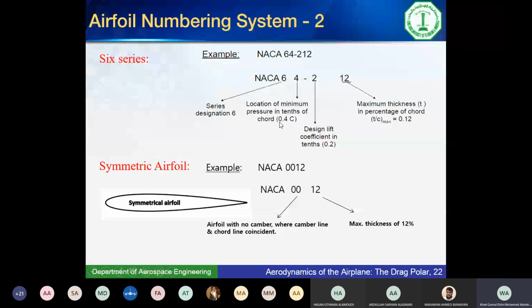Why is the minimum pressure important on an airfoil? When I say the minimum pressure is here, for example, why would that be important?